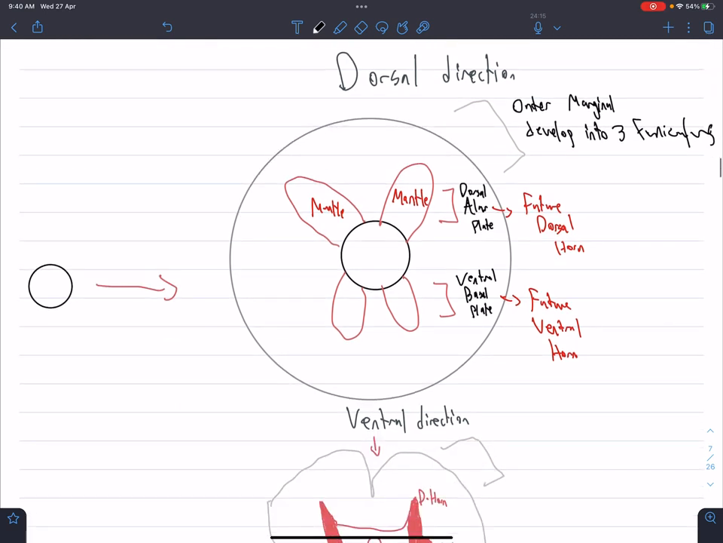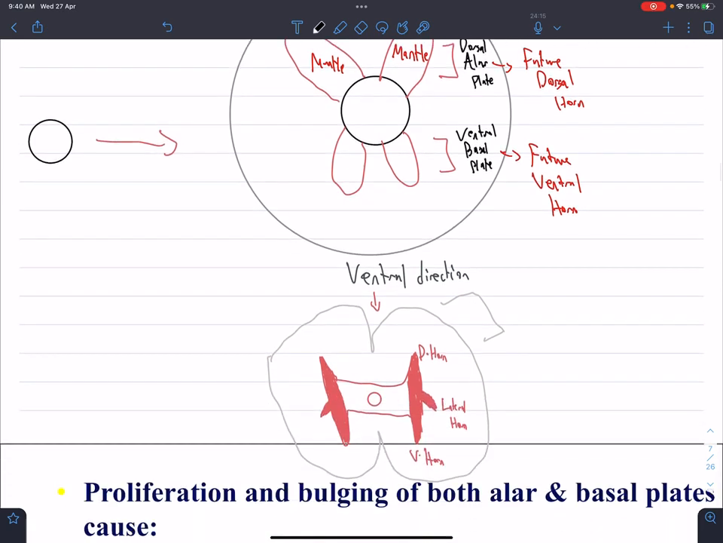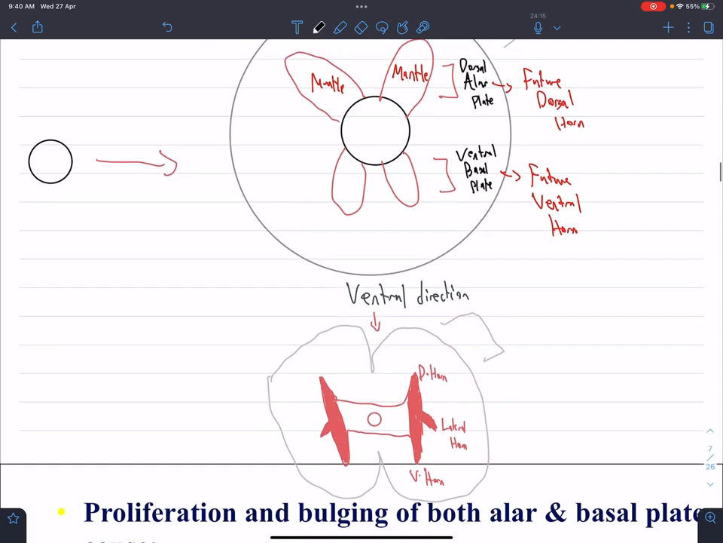As the neuroblasts of the middle mantle layer that you see right here are proliferating and make up these plates, as these plates are proliferating and bulging out, they're going to lead to some structural changes, all right? That's going to be seen in this picture. I want you to tell me what are two changes you see immediately once the gray matter of the spinal cord is formed. I'll tell you two things.